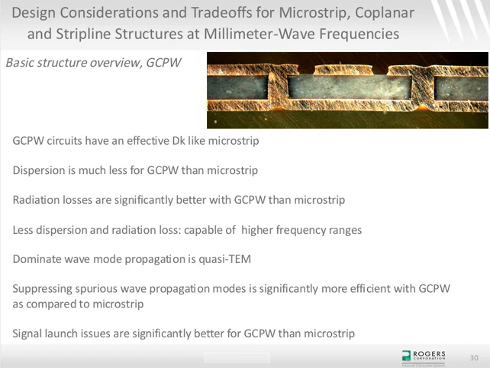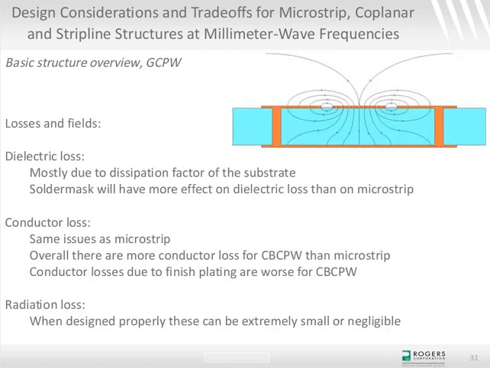The dominant mode for this structure is quasi-TEM, kind of like microstrip, and suppressing the spurious wave modes that can interfere with what you really want is a lot easier to do with grounded coplanar waveguide than it is with microstrip. And then signal launch issues, the transition from the connector to the circuit, are also much easier to deal with and more effective when you're using a grounded coplanar waveguide structure as opposed to microstrip.